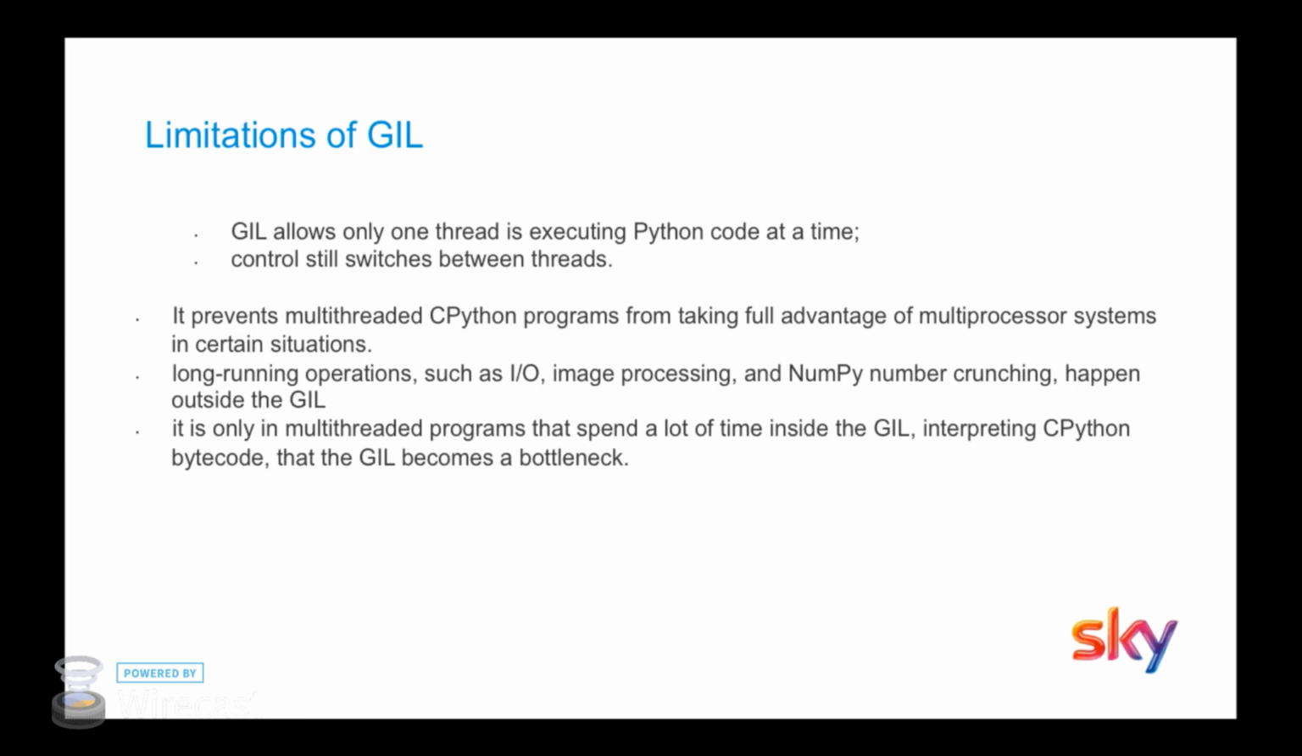The limitations of the GIL: we have seen that it allows only one thread and controls the switches between the threads. It prevents multi-threaded CPython programs from taking full advantage of multiprocessor systems because it allows only one processor and one thread at any time. Long-running operations like image processing and number crunching with numpy happen outside the GIL, so the GIL doesn't limit that. It is only in multi-threaded programs that the GIL is a limitation.